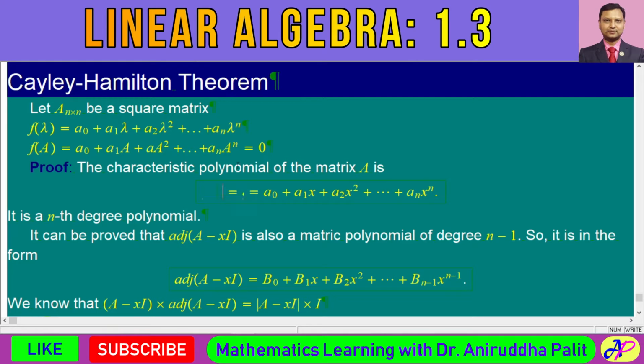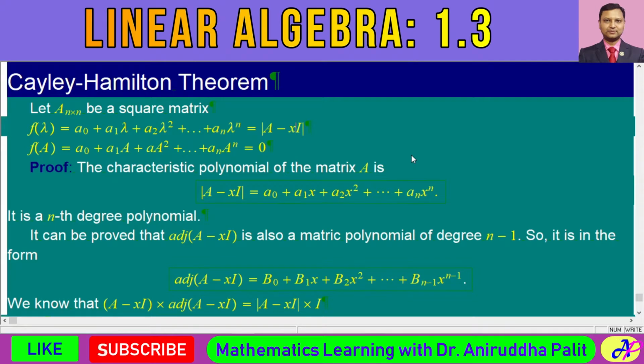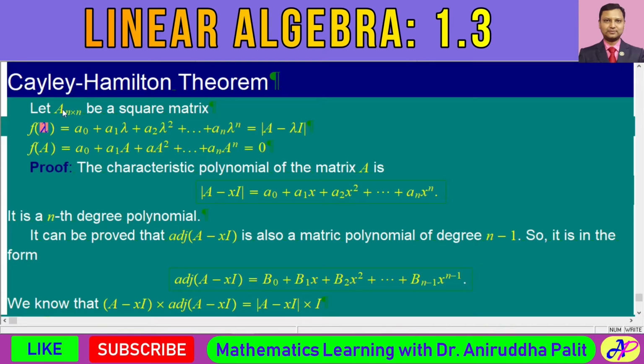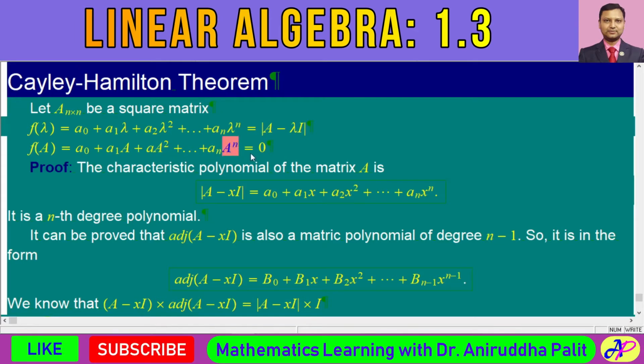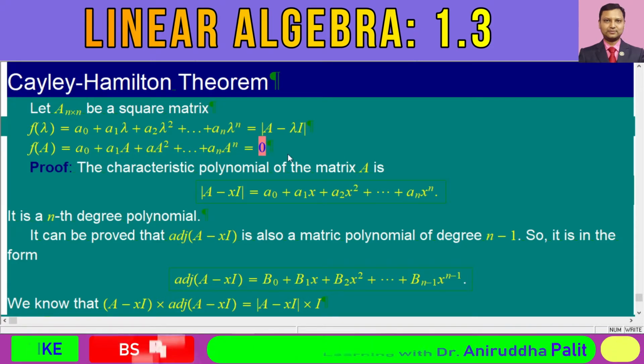So we can say that this expression is equal to the determinant of A minus lambda into I. So this is the characteristic polynomial. Then the statement says that if in place of lambda we put the matrix capital A and compute this expression, as it is a square matrix, A squared, A cubed and all up to A to the power of n must exist. And the statement says that this expression will be equal to the zero matrix.